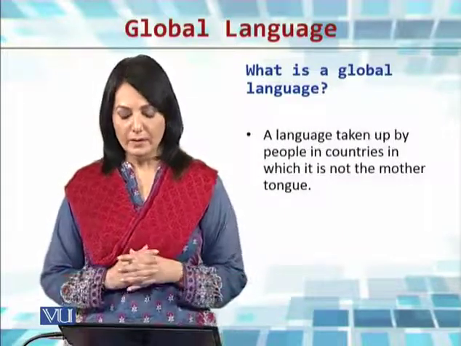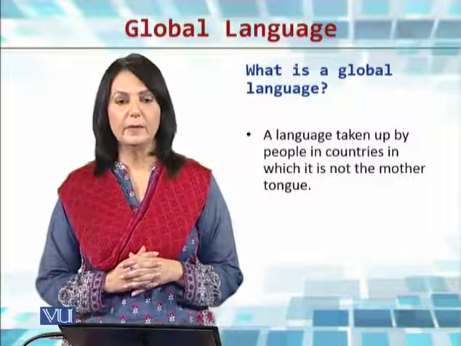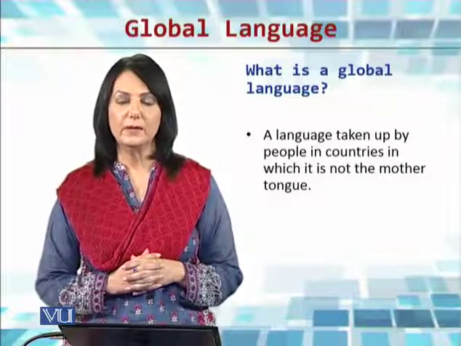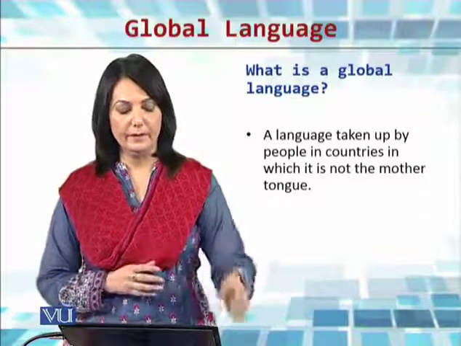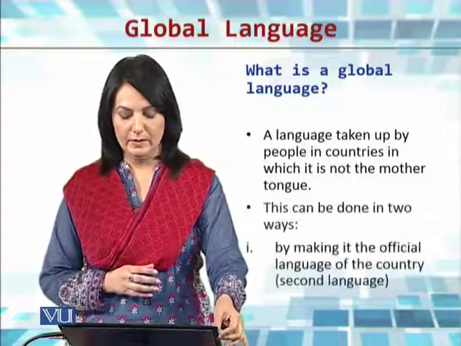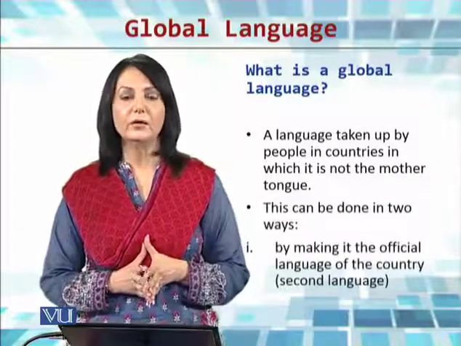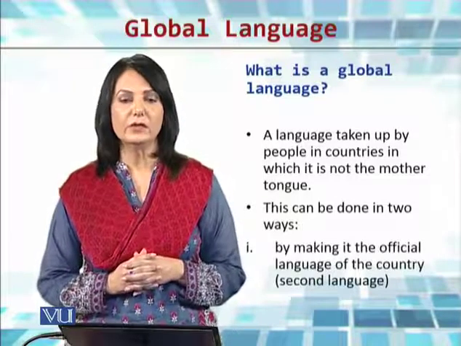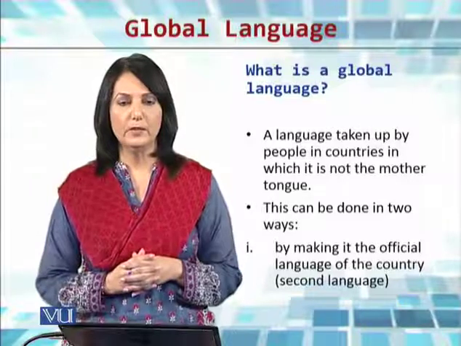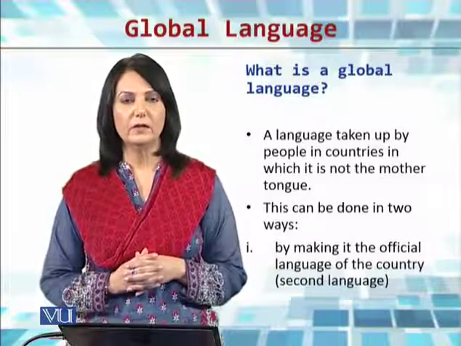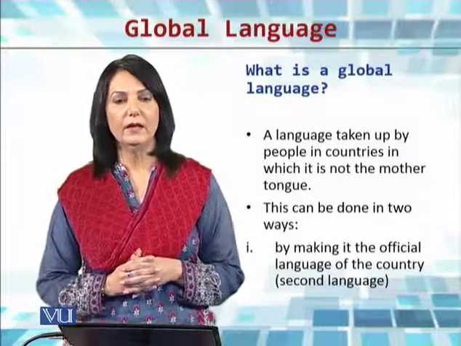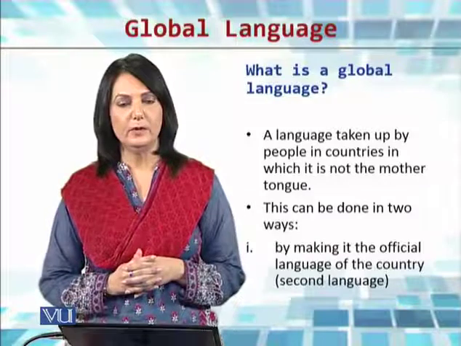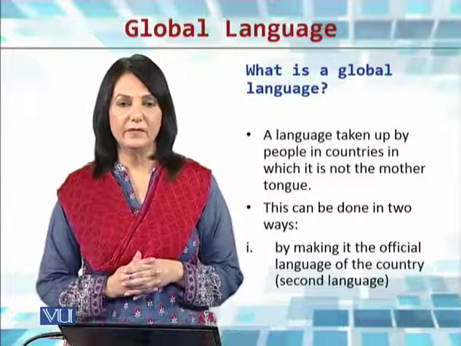So, a global language is a language which is taken up by people in countries in which it is not the mother tongue. You must be wondering, how is that possible? It can be done in two ways. One, by making it the official language of the country. An official language is used in such domains as law courts, government, education, particularly higher education, and media. People should learn the official language as soon as possible to get by with life in these countries.